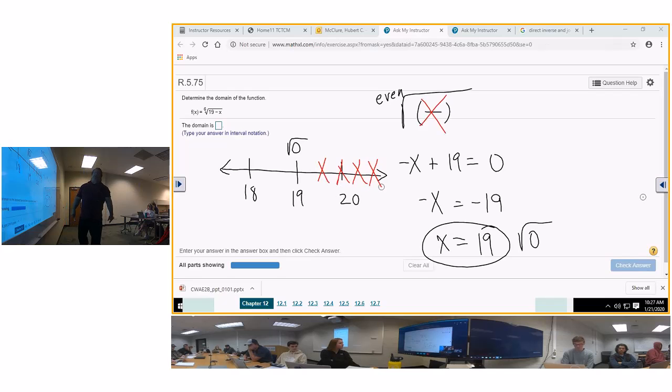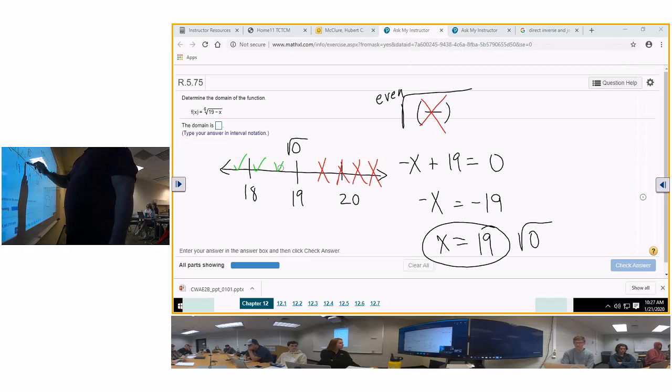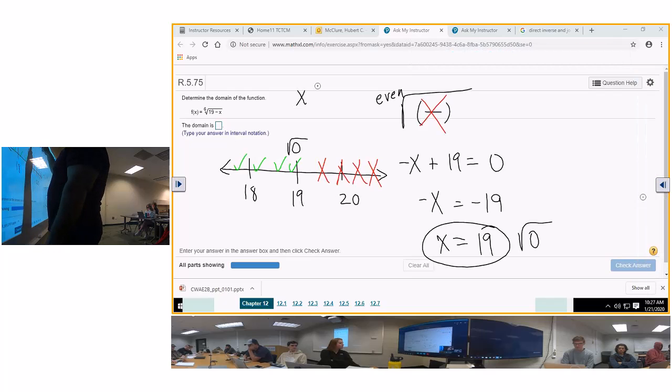So let's plug in 18. What's 19 minus 18? Can you have a positive 1? Yes. So that means that, what is the domain of this function? I can use any numbers, what? Below or at 19. X is less than or equal to 19.